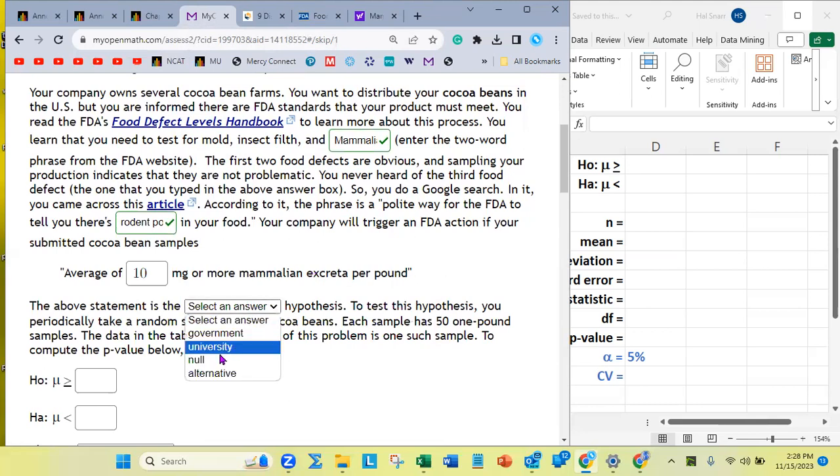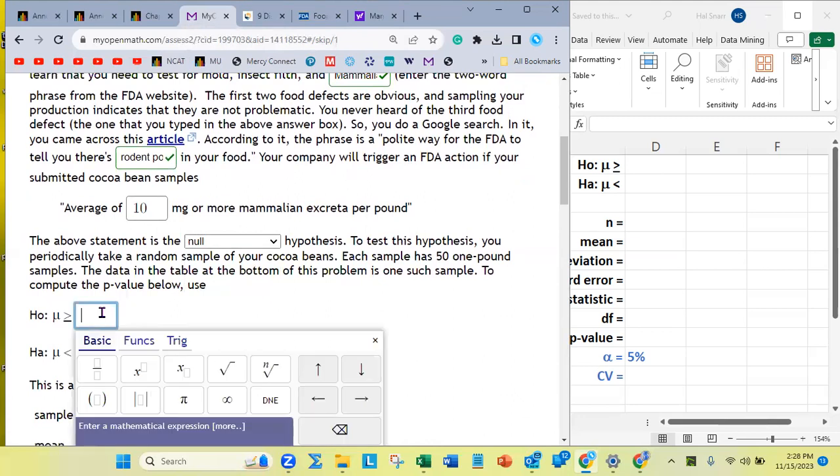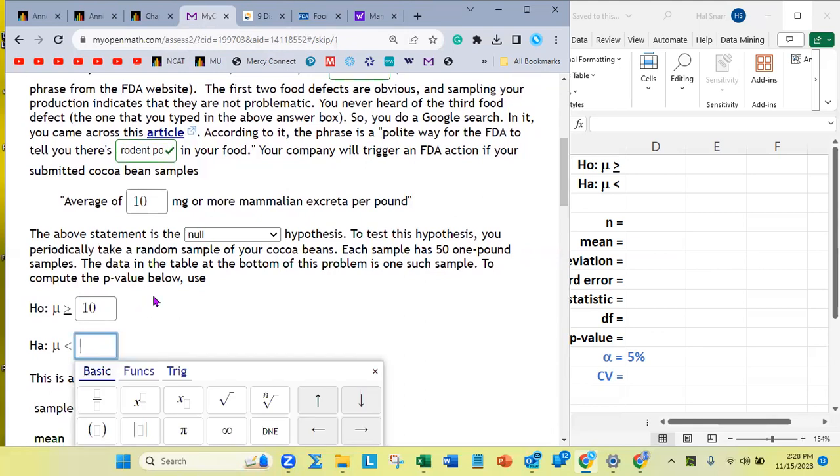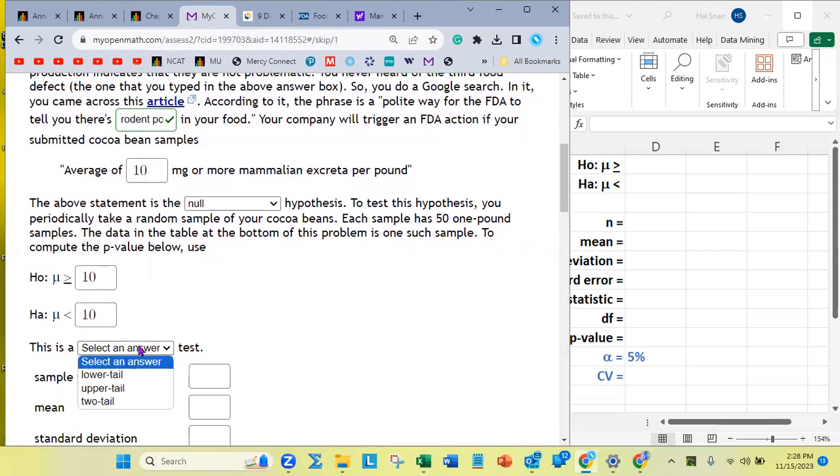That statement would be the null hypothesis. And so down here, our null hypothesis, H0, is mu greater than or equal to 10, right? That's an average of 10 milligrams or more mammalian excreta per pound. The alternative hypothesis is the opposite of that. So an average greater than or equal to 10 would be an average less than 10. So this is a one-tailed test, specifically the lower-tailed test, because we're pointing to the lower tail of a normal distribution or t-distribution, right?